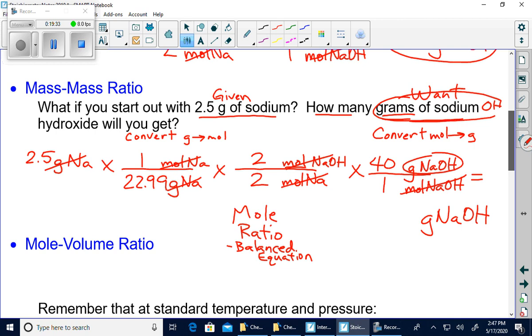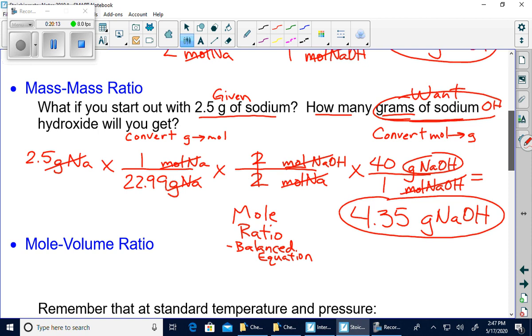So this means, once again, it's 2 over 2, so you can just think of that as 1. 2.5 times 1 times 1 times 40 divided by 22.99 times 1. And the answer, let me do it quick. All right, 2.5 times 40 divided by 23 equals 4.35 grams of sodium hydroxide. Okay.